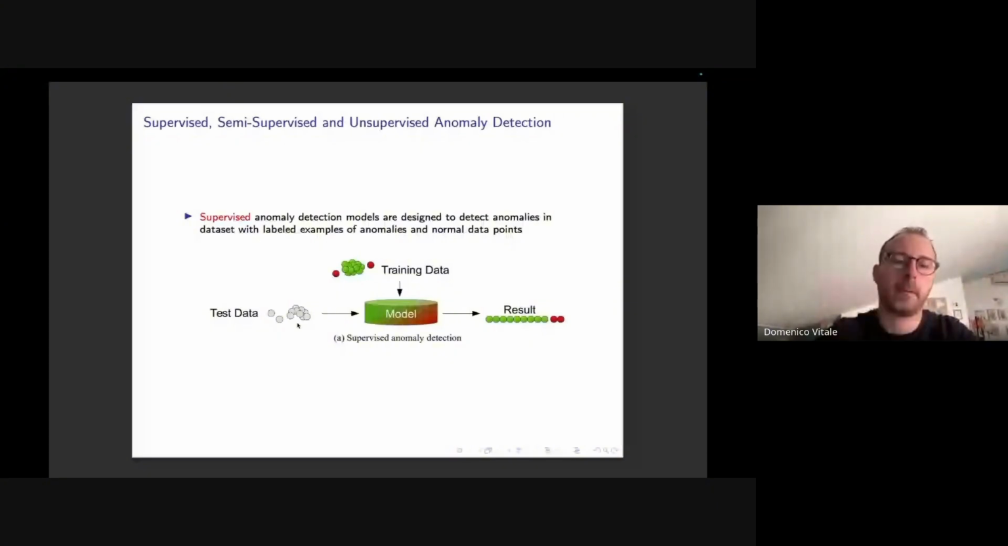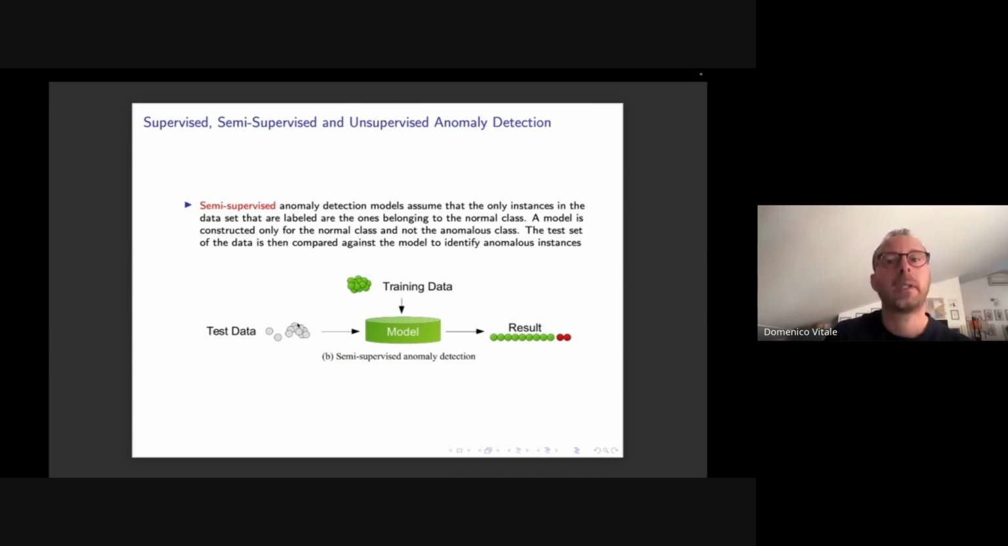So before illustrating the approaches described in the paper, it's important to distinguish between several approaches for anomaly detection: supervised, semi-supervised, and unsupervised. Supervised anomaly detection are the more obvious approaches. So models are designed to detect anomalies in datasets where we have availability of labeled examples. So we can train and test data, having availability of both normal data and anomalous data.